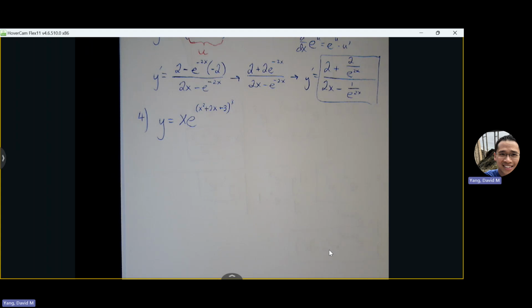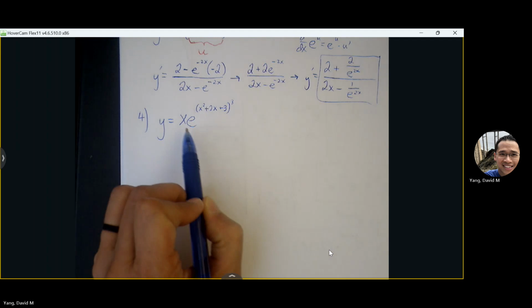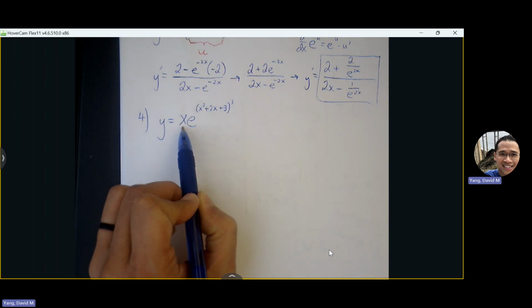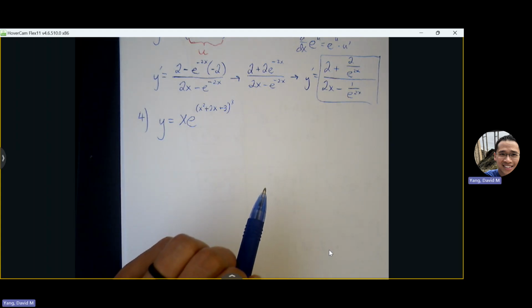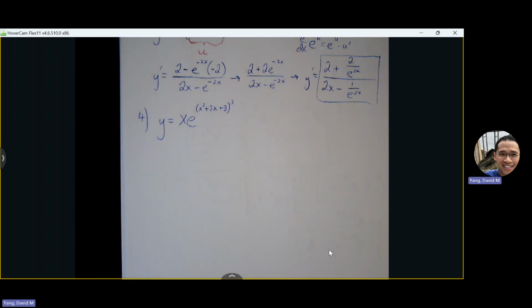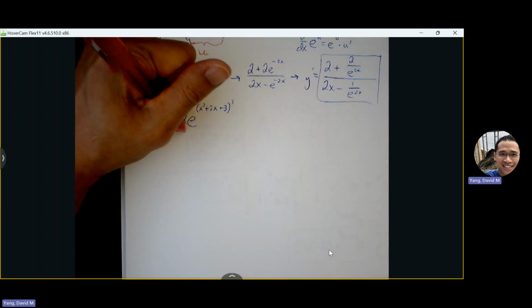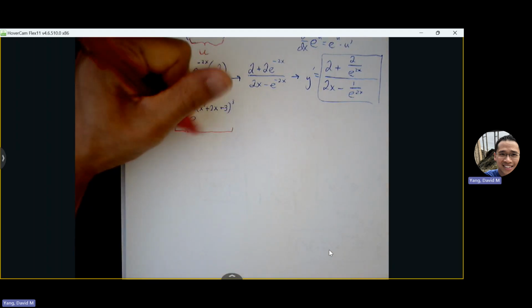Okay. How many functions do you see? Or what operation do you see between x and e? What's happening here? They're being multiplied. So guess what we have to use? Product rule. Yeah. So x is one thing. E to the exponent is another thing. These are connected by multiplication. We got to go with the product rule.